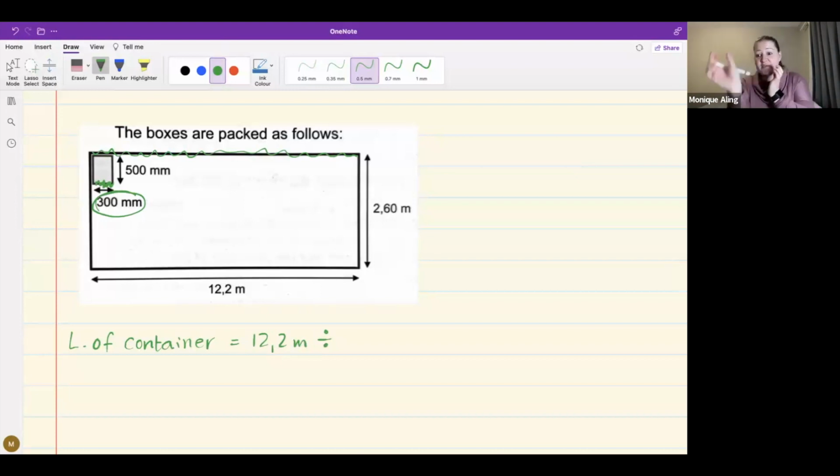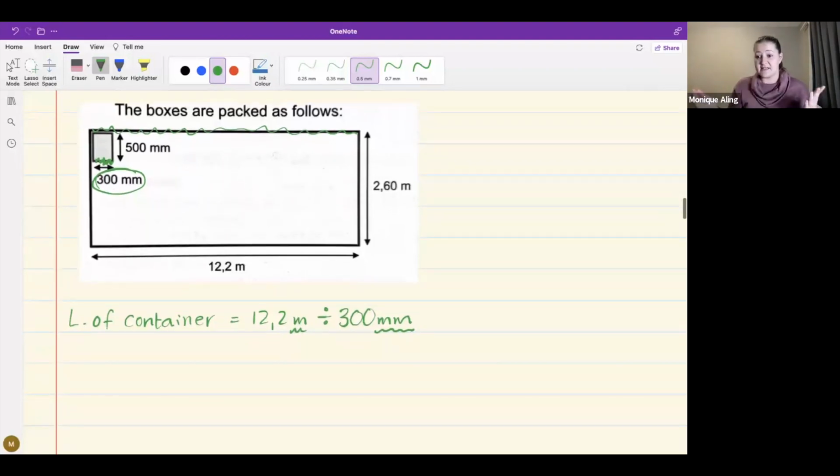So it's going to be 300, 300, 300, 300 along the length. So I'm going to say divide by 300 millimeters. Now, before I can actually work this out, you'll notice that I'm dealing with 2 different units. So you can convert to either one. I'm going to convert my meters to millimeters, but you could take your millimeters to meters if you want to, you'll end up with the same answer. So in order for me to convert, I'm going to times by 1,000. Remember, this is a conversion you need to know off by heart. So that would give you 12,200 millimeters divided by 300.